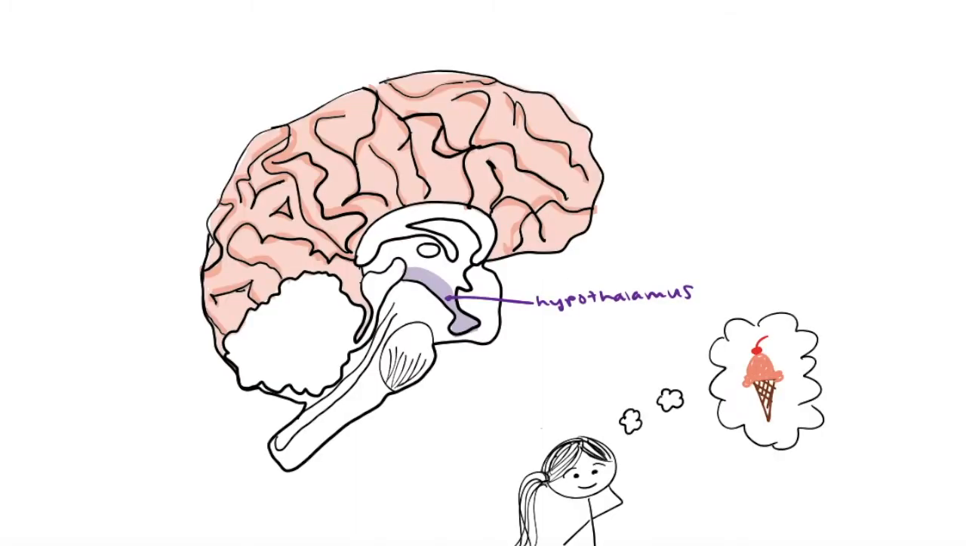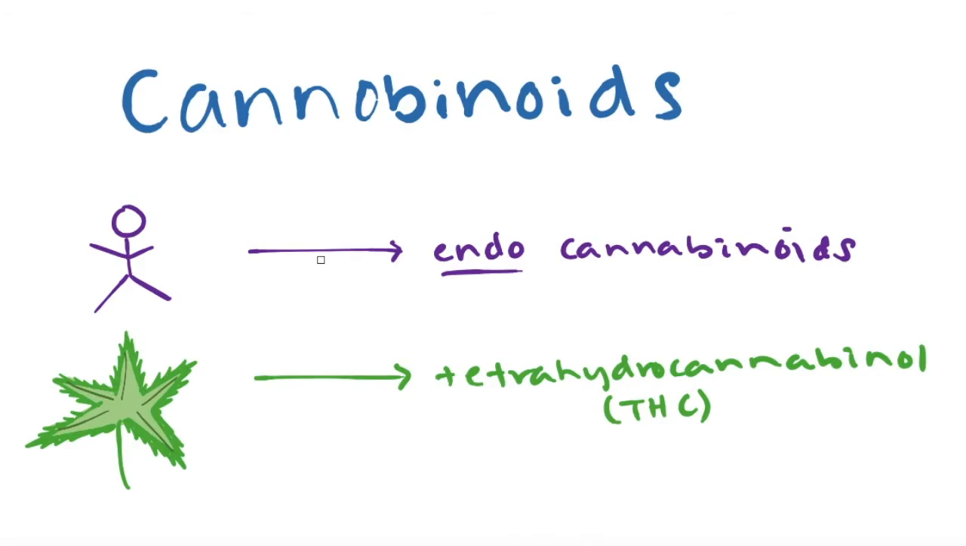Let's look at the whole brain. There are two main parts of the brain that we will be focusing on: the hypothalamus, which is responsible for appetite, and the mesolimbic structures, which hold the pleasure center. What are cannabinoids? They are a type of neurotransmitter, and your body naturally produces them, which is what the "endo" stands for. Marijuana is also a source of cannabinoids because its active ingredient is THC, which stands for tetrahydrocannabinol.